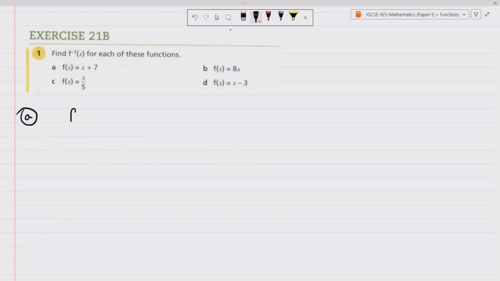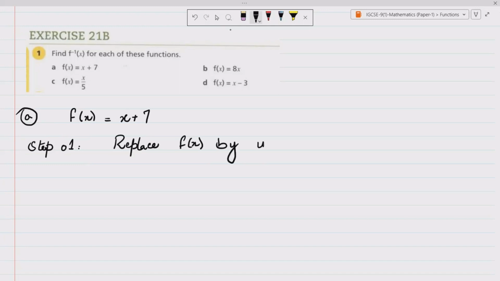So in part A, f of x is equal to x plus 7. To find the inverse, we know we have some steps to do. Step 1: replace f of x by y. So this is our first step. So f of x becomes y equals x plus 7, right?